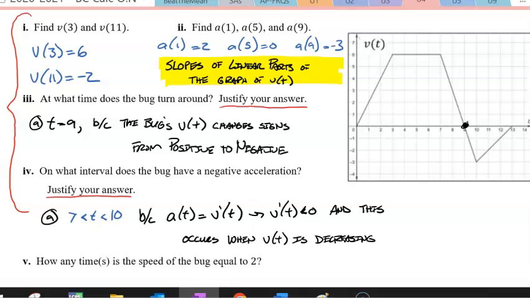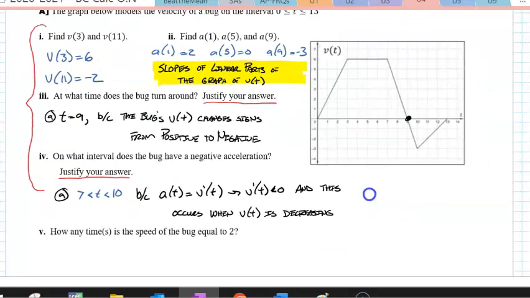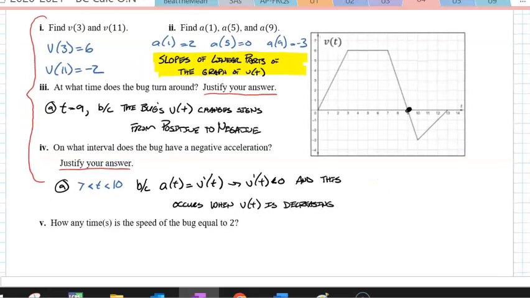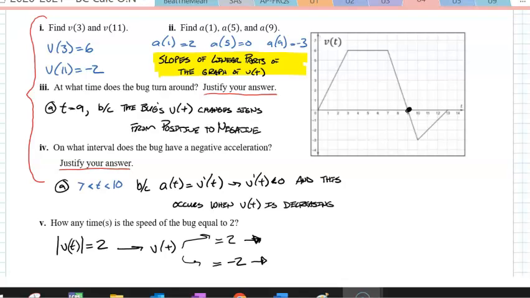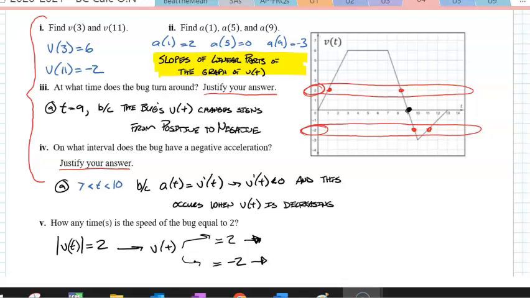Got to make sure we use the phrase. In part 4, we want negative acceleration. Negative acceleration means we want where the velocity is less than 0. This occurs when the graph of v of t is decreasing, and that's between 7 and 10. All right, one final question here. How many times is the speed of the bug equal to 2? We want to know when the speed equals 2. That means when the velocity is 2 and negative 2. And looking at our graph, that occurs 2 times each, for a total of 4 times.